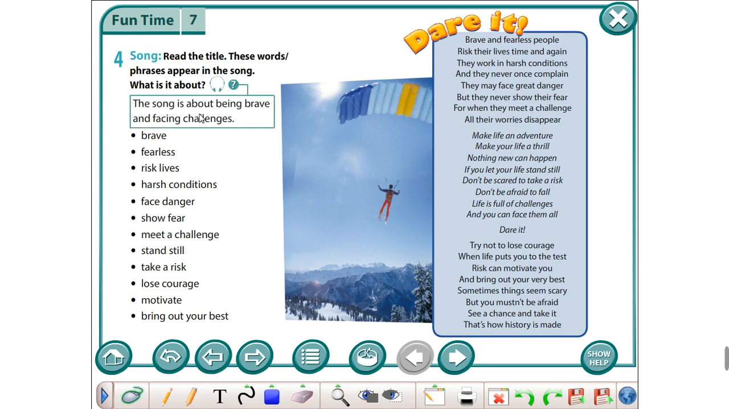The song is about being brave and facing challenges. So let's listen to the song.